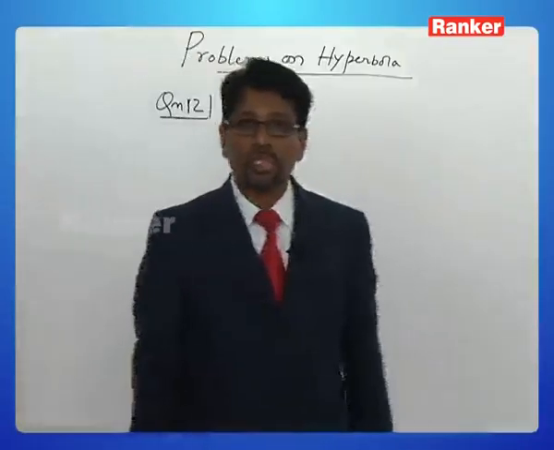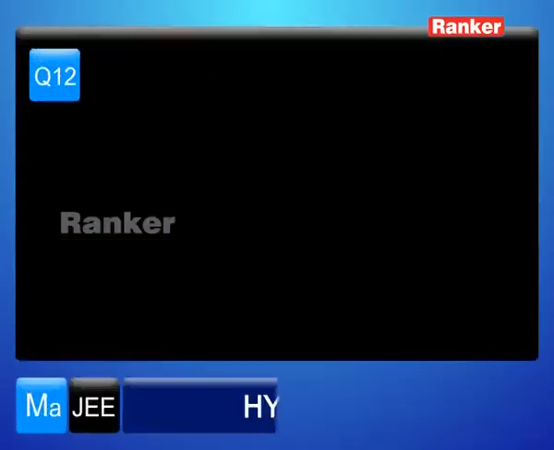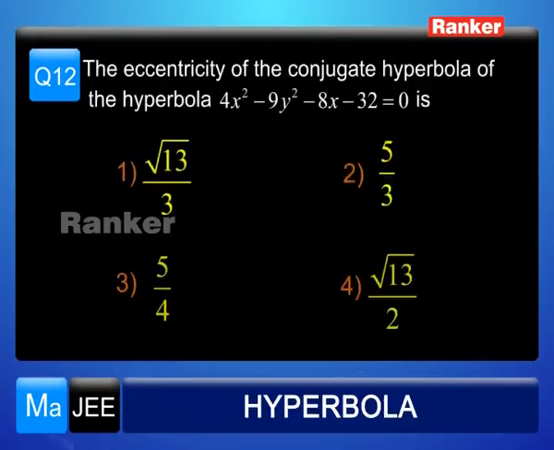Let us move to the next question, question number 12. The eccentricity of the conjugate of the hyperbola for the given hyperbola 4x square minus 9y square minus 8x minus 32 is equal to 0 is: first option root 13 by 3, second option 5 by 3, third option 5 by 4, fourth option root 13 by 2.